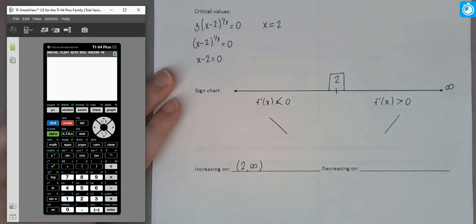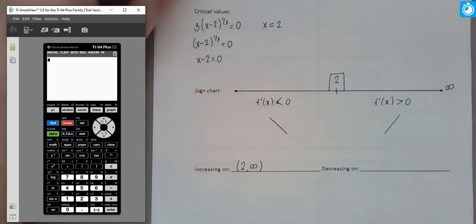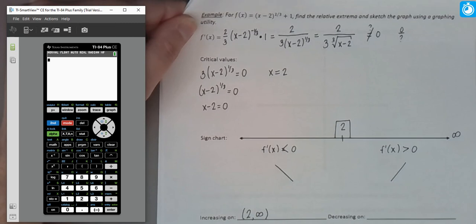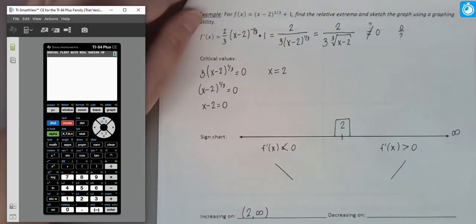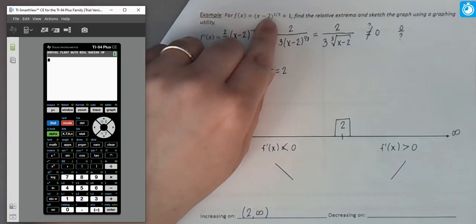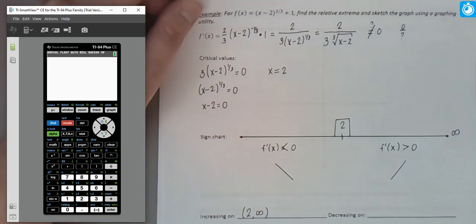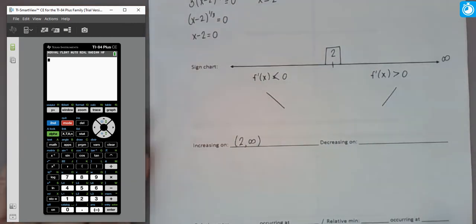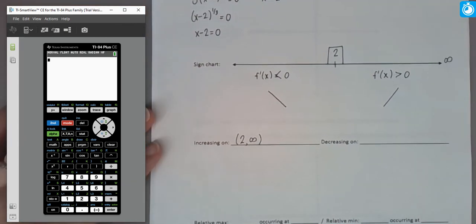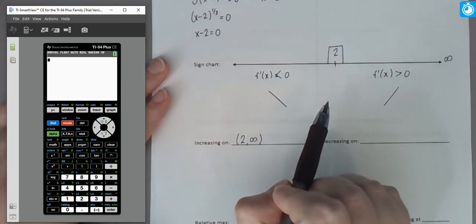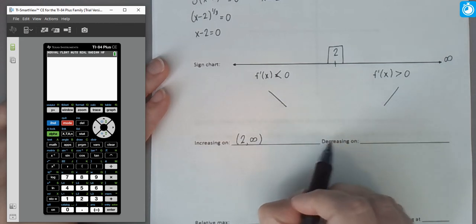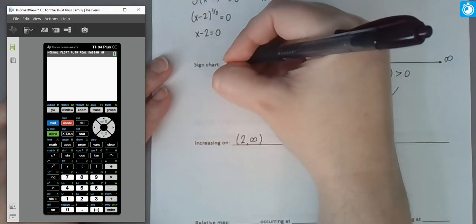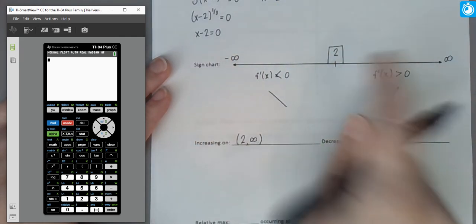not including 2, because in this case, 2 doesn't even represent a point on the graph. Well, actually it does. 2 is where the derivative is undefined, excuse me. So 2 minus 2 would be 0, 0 to the 2/3, and then plus 1. So it is a point, but notice that was the location where the derivative was undefined because we had that asymptote on the graph of the derivative. But at this location, we are neither increasing nor decreasing, so we have to be careful writing our intervals. And then we're decreasing on the interval from negative infinity to 2.